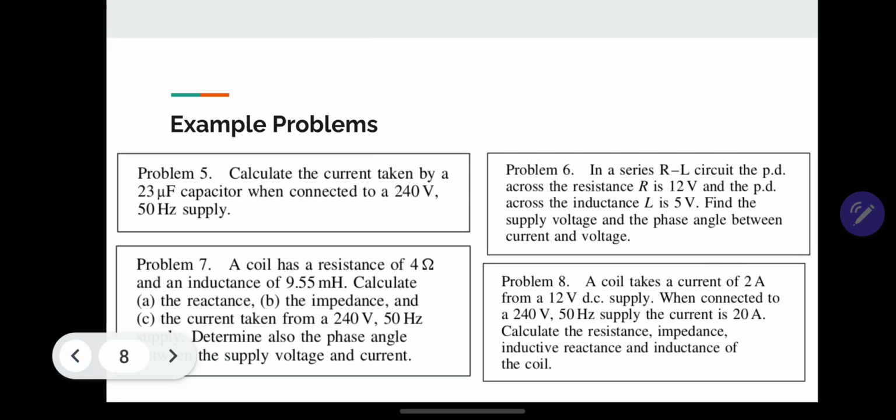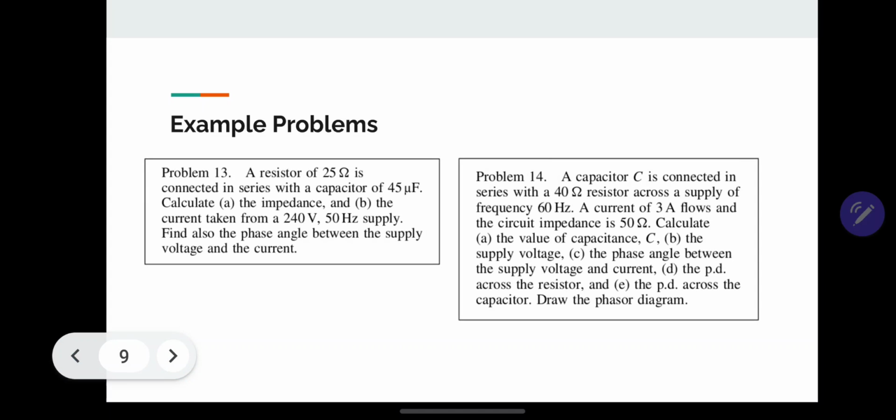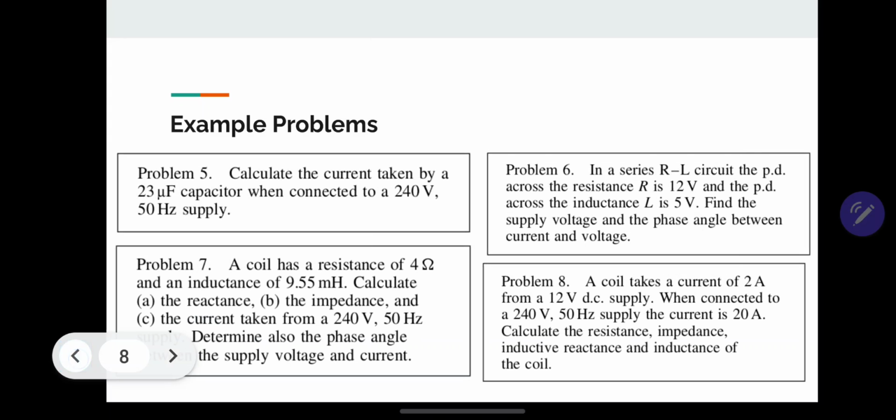Let's look at problem number 7, and then we look at problem number 13. Okay, by doing 7 and 13 we should round up. I'm trying to restrict this lecture within 20 minutes. I pray we have enough time.